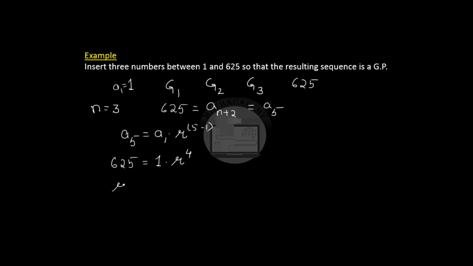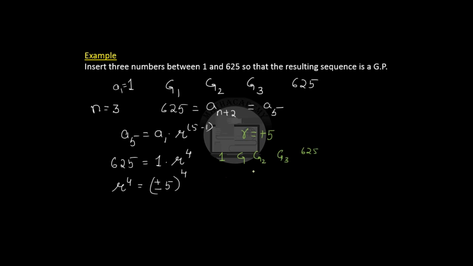Correct? So r to the power 4 can be written as plus or minus 5 raised to the power of 4. Plus 5 to the power 4 gives us 625, and minus 5 raised to the power 4 also gives us 625. So now we have two values of r, plus 5 and minus 5. Let us first take r equal to plus 5. So we have 1, we have 625, we have G1, G2 and G3.